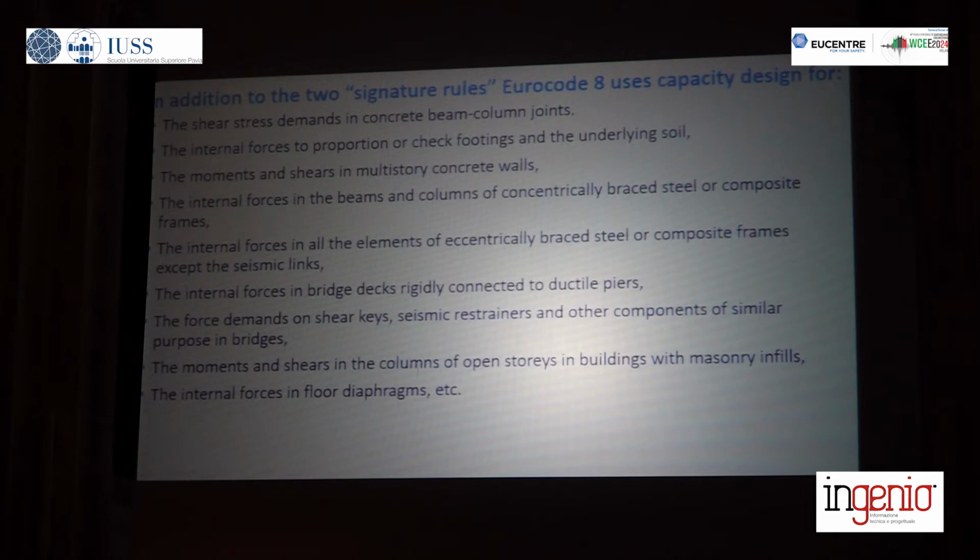Now, in addition to the two signature rules I mentioned before, Eurocode 8 uses capacity design in many other instances to calculate the shear stress demands in concrete beam column joints, to check or proportion the foundation and the foundation soil, to establish the moments and shears in concrete walls, to find the moments and shears in concentrically or eccentrically braced frames, except in the seismic links for the eccentrically braced ones. I'm talking, of course, of steel or composite frames.